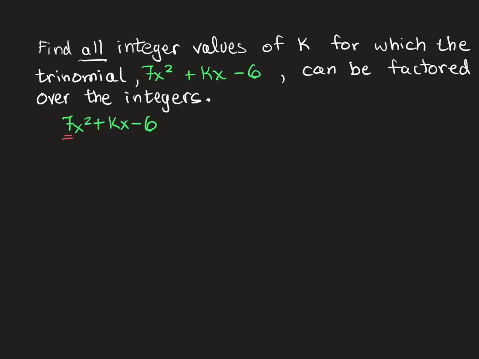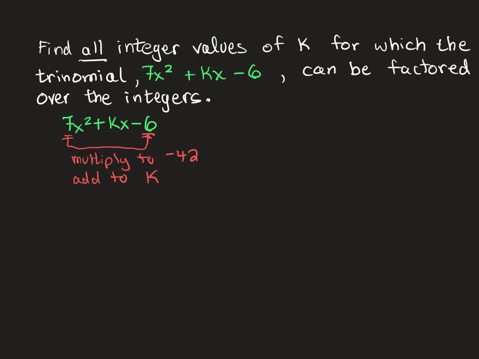So just ignore the fact that we don't know k at the moment. If we were trying to factor something that has a number in front of x squared, and we were doing it with the decomposition method, we'd be looking at two numbers that multiply to 7 times negative 6. So we have to multiply to negative 42, right? And then we have to add to the middle term, which is k, the number in front of the middle term. So let's think of the possibilities that we have.